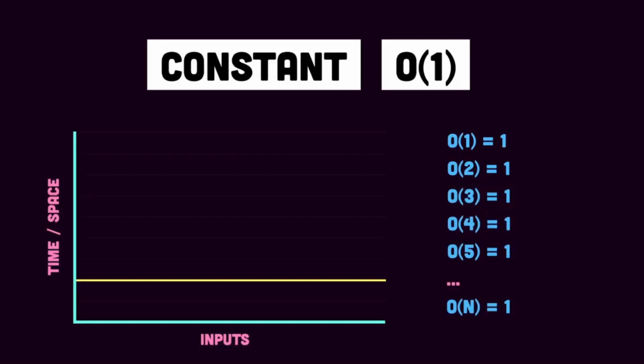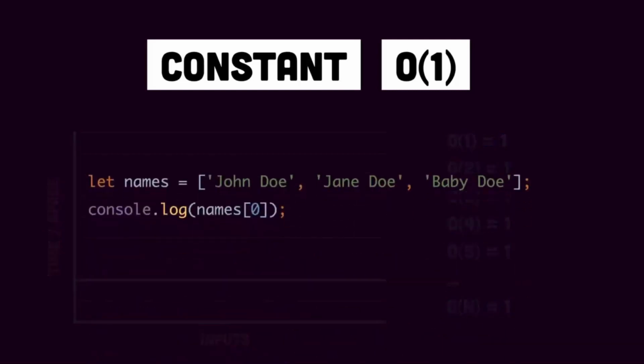The algorithmic example for this would be a simple access of an item from an array. So no matter what the size of the names array is, the array access is always going to take the same time.